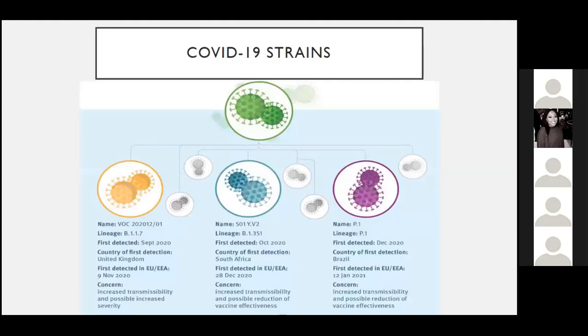So there are different strains of the virus since its first introduction in 2019. We've seen strains from the United Kingdom, which is known as the VOC 2020-1201. And in South Africa, we've had the strain 501Y-V2. And in Brazil, there's the P1 strain. The challenge with the South African and the Brazil strains is that there is a question of vaccine effectiveness.